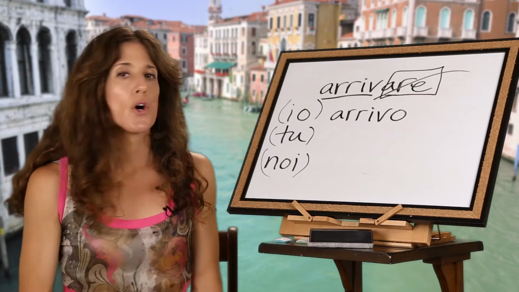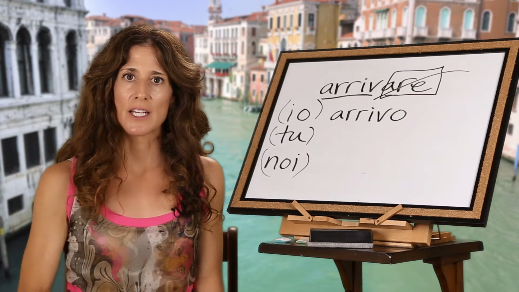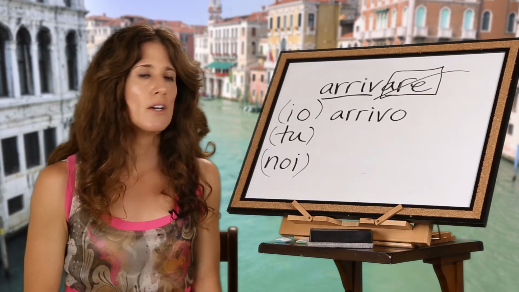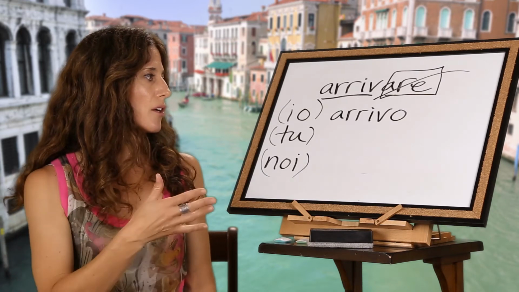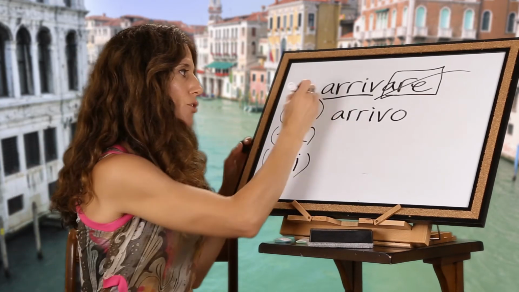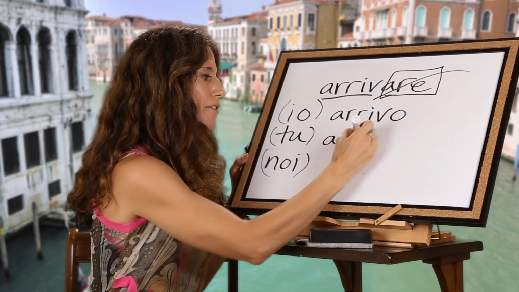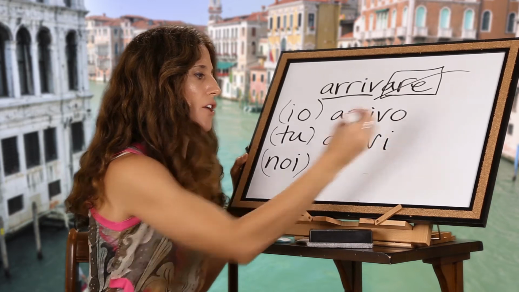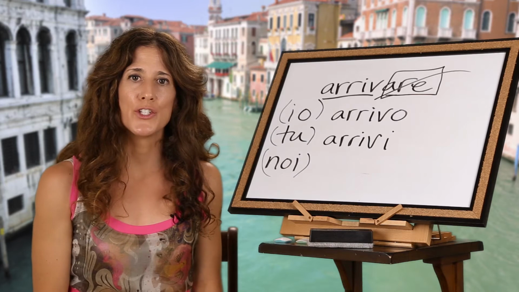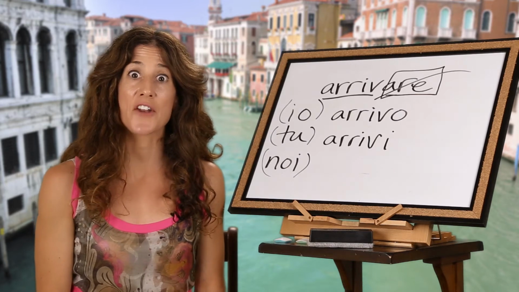So io would be used for emphasis. Like, she's coming, well, io arrivo, I say I'm arriving at 6. Okay, so add the o, that's it. For the tu conjugation, you take the root, arriv, and instead of adding an o, you add an i. Arrivi, you arrive, you are arriving, arrivi.